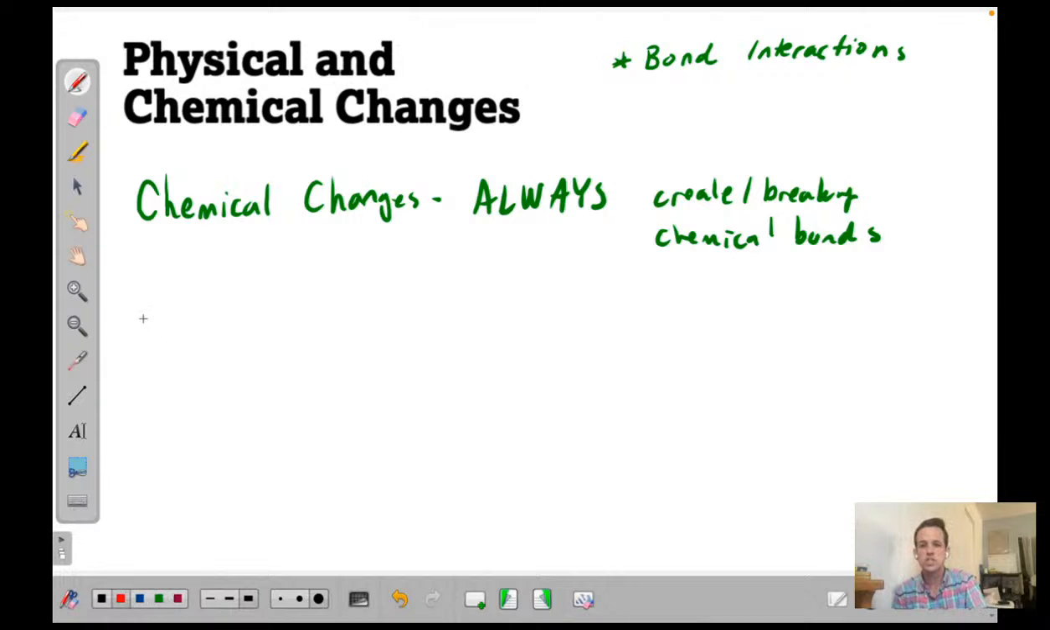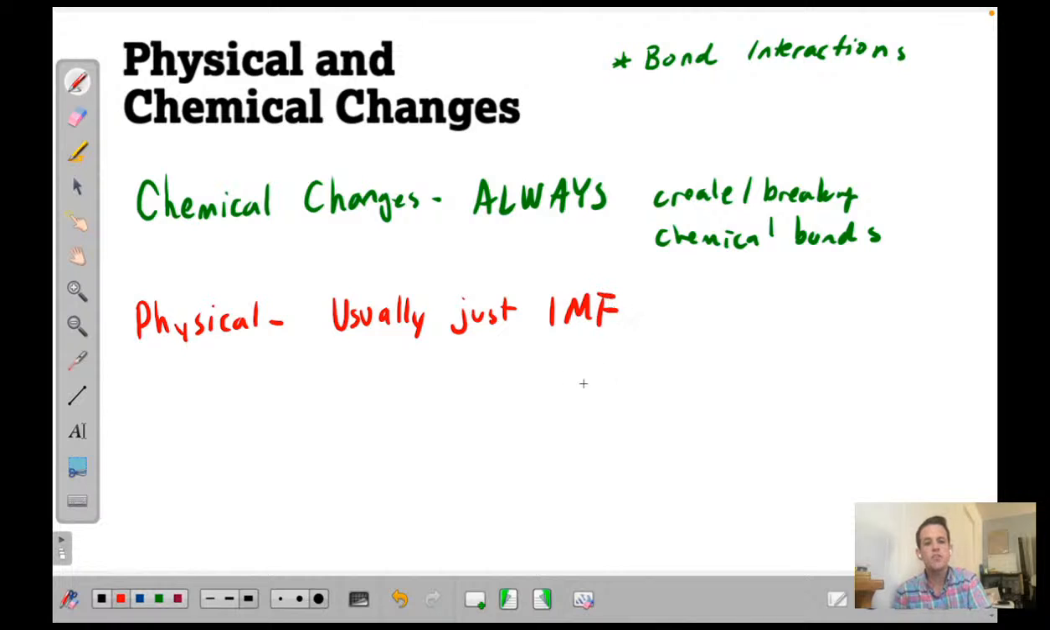For physical changes, it's usually just IMFs. So be very careful of focusing on the difference between chemical bonds. These are actual covalent and ionic bonds, and intermolecular forces like hydrogen bonding or London dispersion forces. That would account for why a phase change occurs, or that would account for how you might be able to separate two materials based on IMFs.